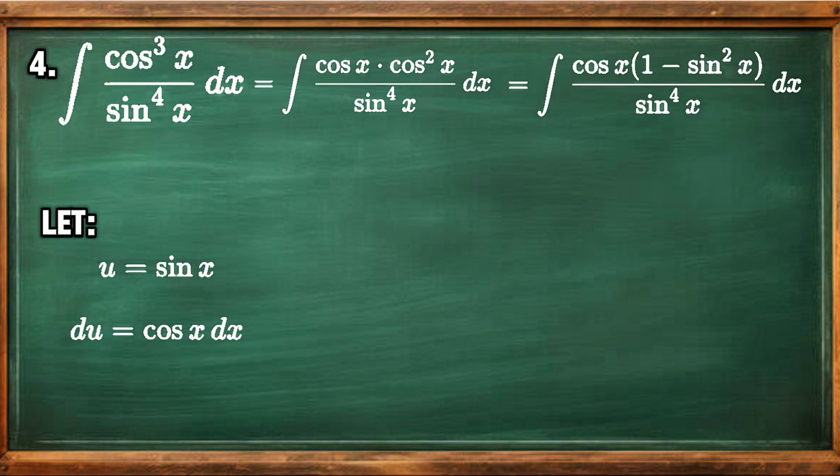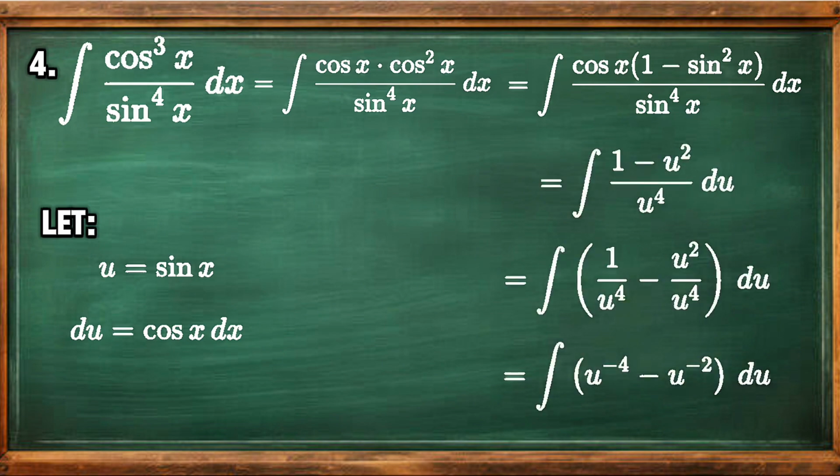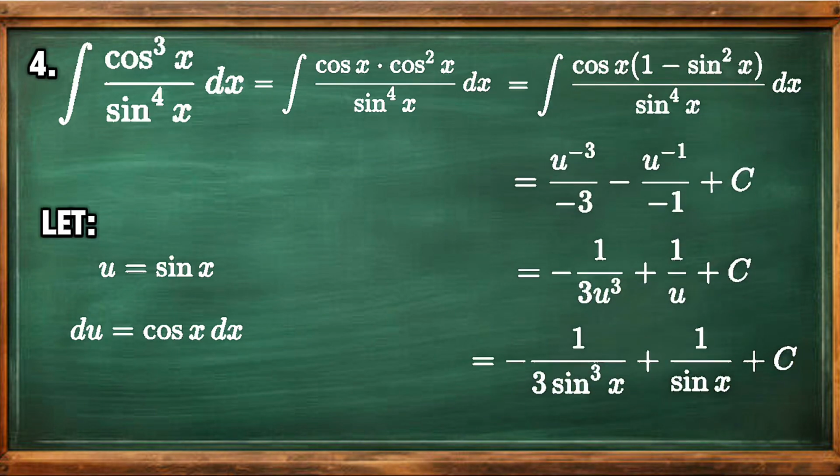Now, the integral becomes the integral of (1 minus u squared) over u raised to 4 du, which splits into the integral of u raised to negative 4 minus u raised to negative 2 du. Then, we integrate term by term to get u raised to negative 3 over negative 3 minus u raised to negative 1 over negative 1 plus c.